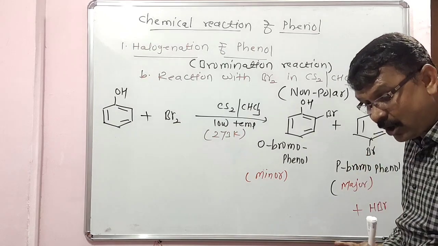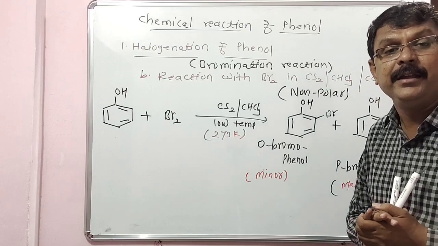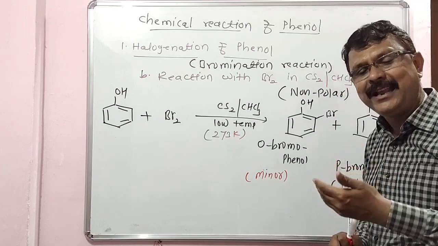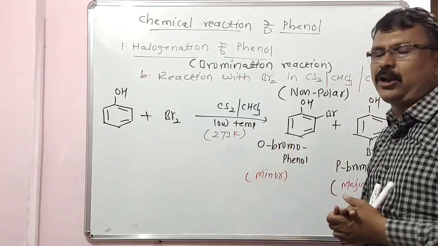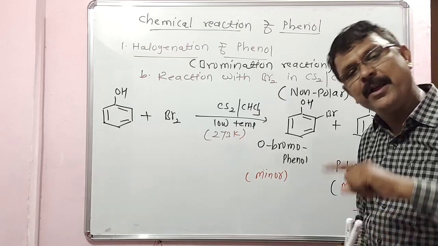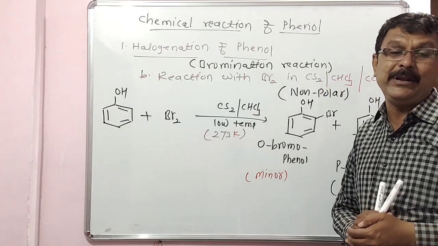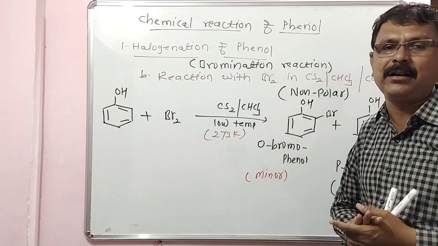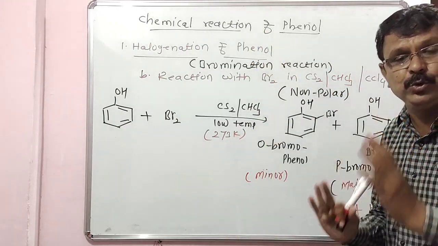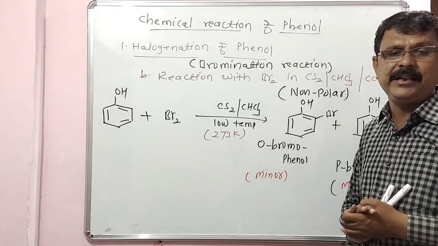Second, the product of halogenation of phenol is based upon the nature of the solvent, either a polar solvent or a non-polar solvent. In the first reaction, bromine in water is a polar solvent, while Br2 in CS2 is a less polar solvent, meaning its polarity is less than water. And the type of reaction is electrophilic substitution reaction.